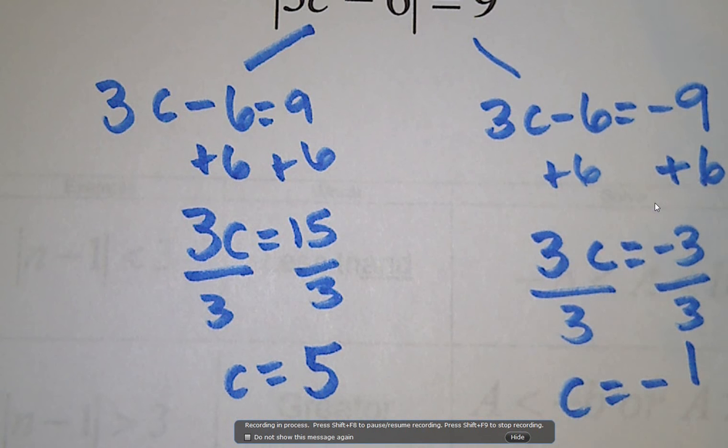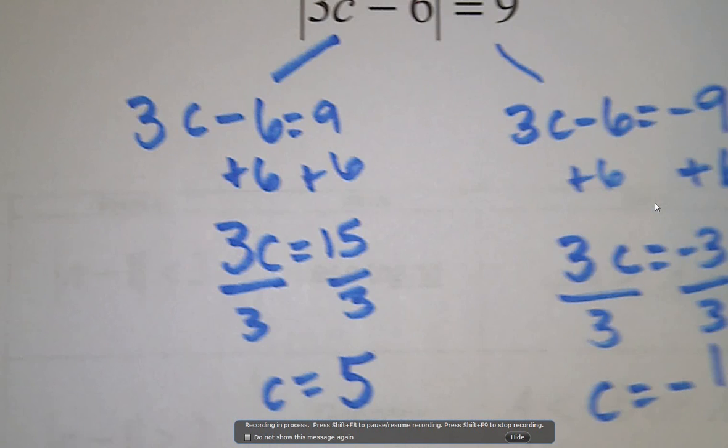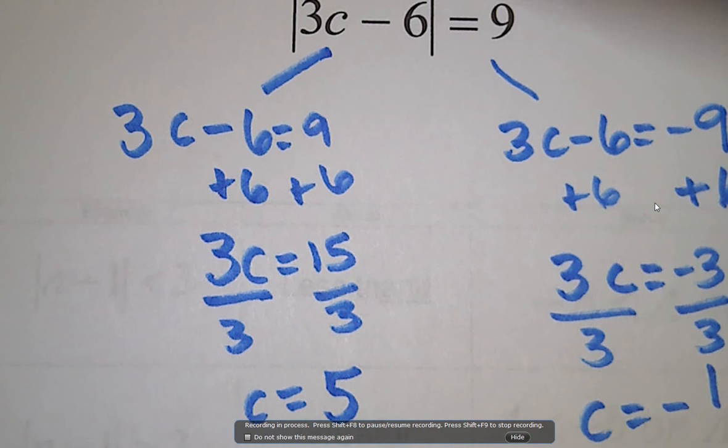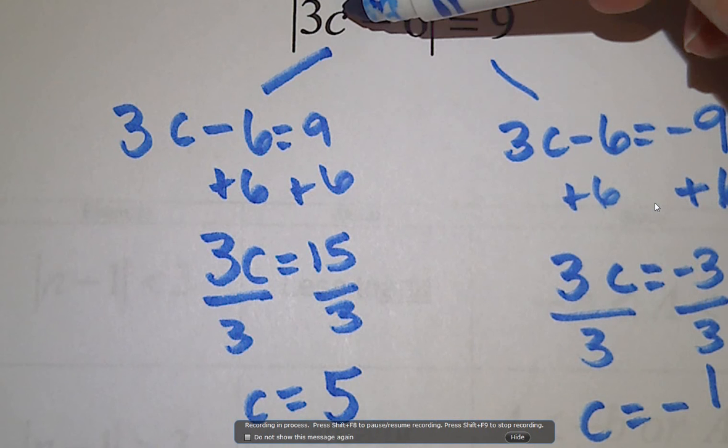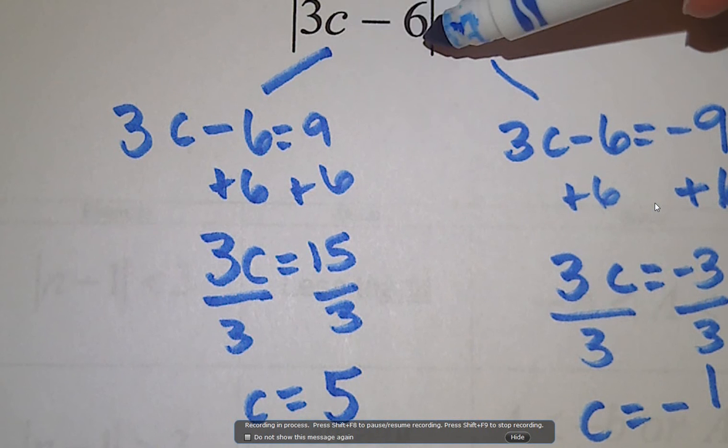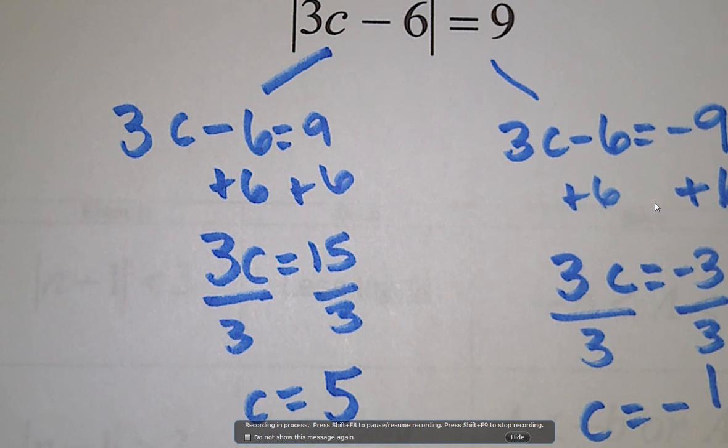And again, you could check it, because if I check the 5, 3 times 5 is 15. 15 minus 6 is 9. Absolute value of 9 is 9. Now if I put negative 1 in, 3 times negative 1 is negative 3. Negative 3 minus 6 is negative 9, and the absolute value of negative 9 is 9. So those are why my two solutions work.